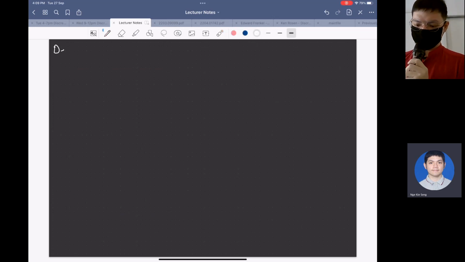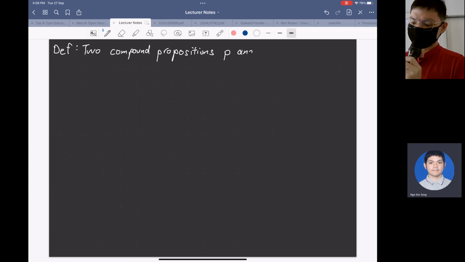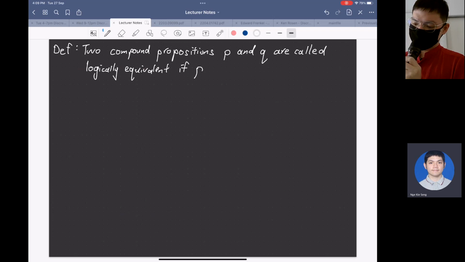So let's see. What is logical equivalence? Logically equivalent is an adjective, okay? So what is it for? It is for two compound propositions. First of all, you need to start with two compound propositions. And then you want to show that P is logically equivalent to Q if P if and only if Q is a tautology. Okay, so this is what you need to check.